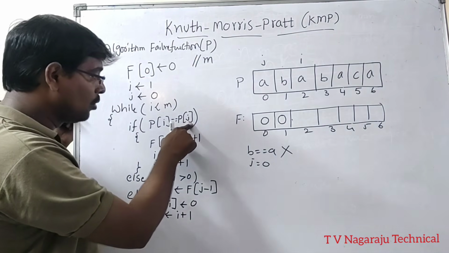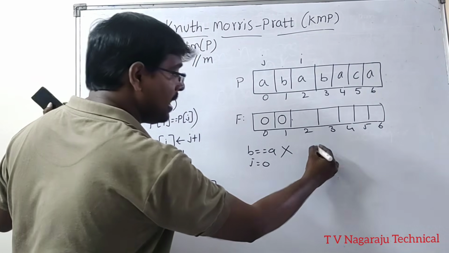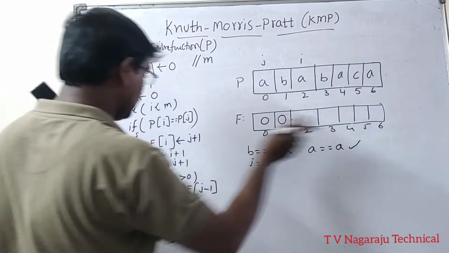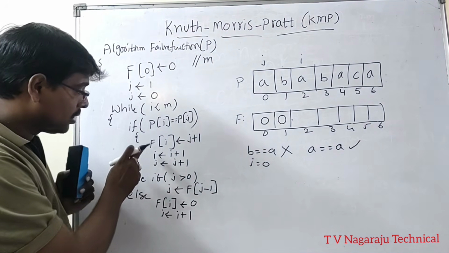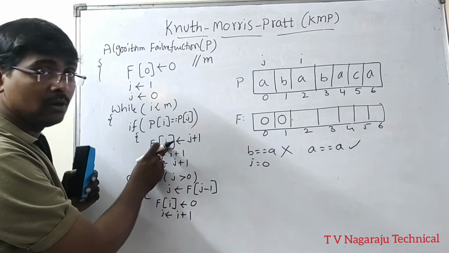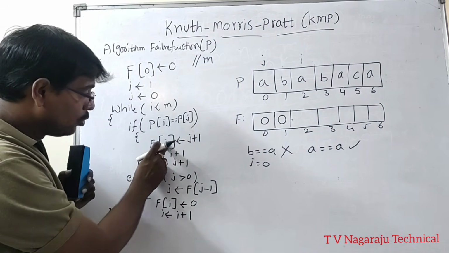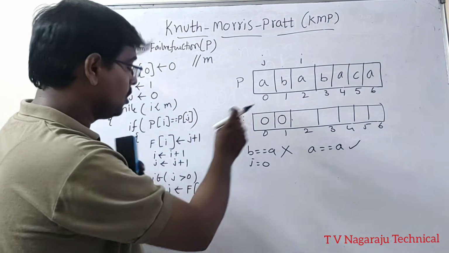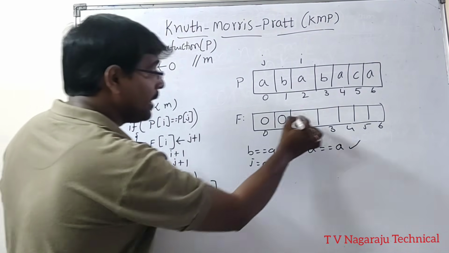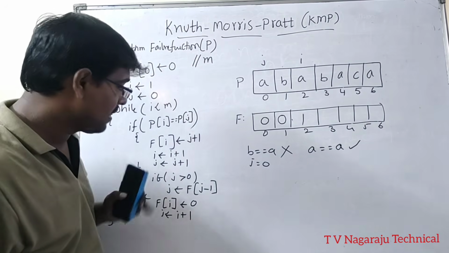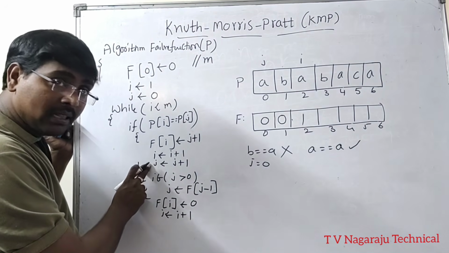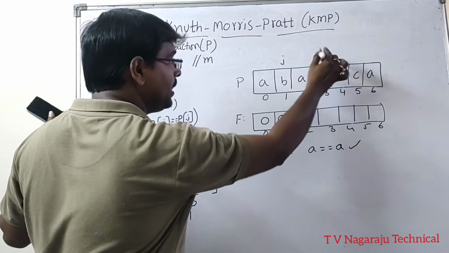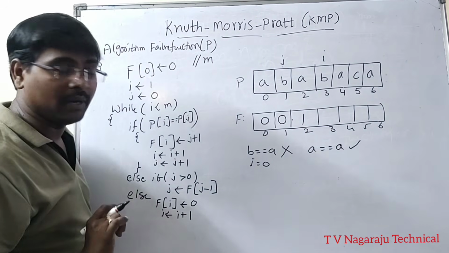P of i is equal to P of j: A is equal to A, condition true. Whenever the condition is true, f of i, what is the i value right now? 2. f of 2 is equal to j plus 1. j value is 0, 0 plus 1. At the second position, insert the value 1. Increment the i value and j value. j is incremented, i is also incremented.